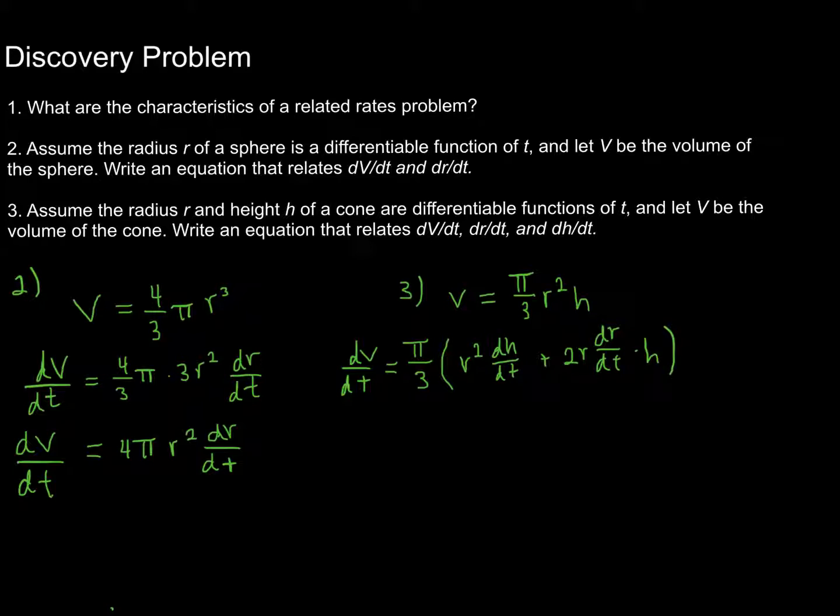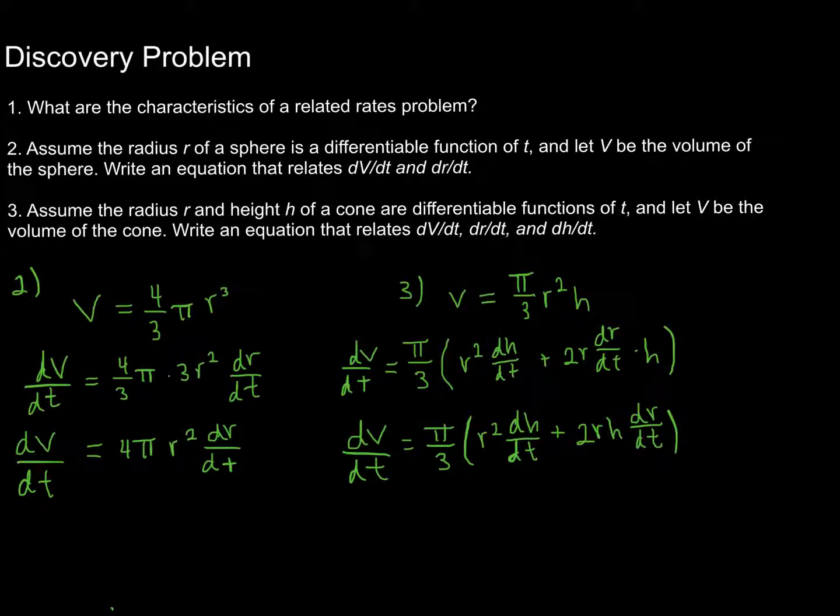And I might just rewrite the h variable before the rate of change. That's just a convention. So the derivative of volume with respect to t would be pi over 3 times r squared dh/dt plus 2rh times dr/dt.